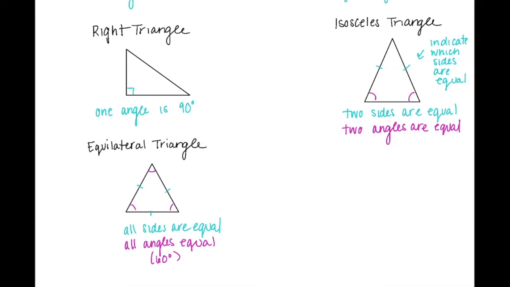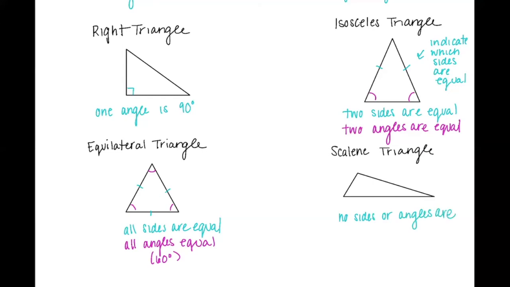And then finally, if it's really not special at all, nothing is the same, it's called a scalene triangle. So here, every side is different, every angle is different. So no sides or angles are equal.